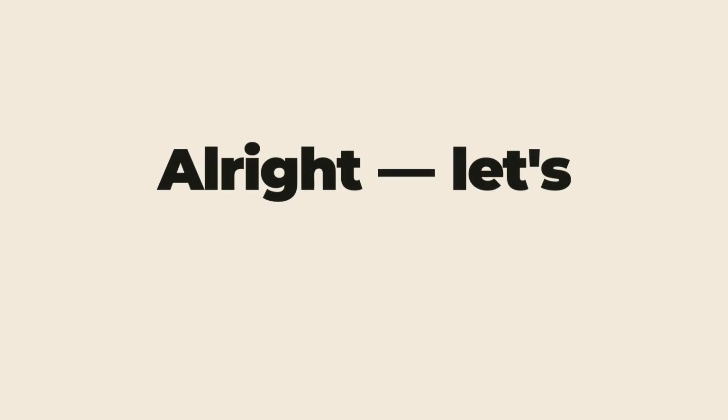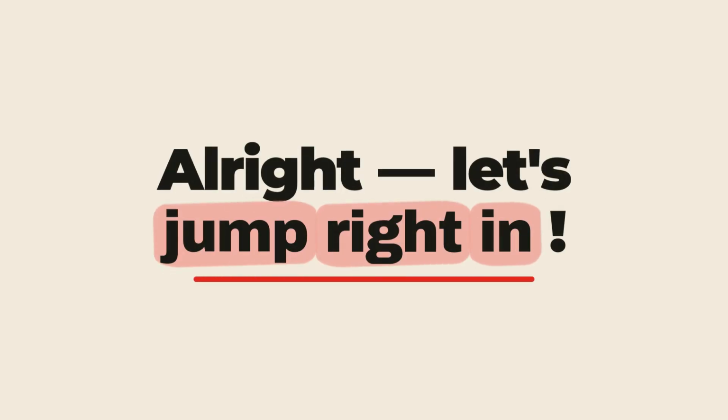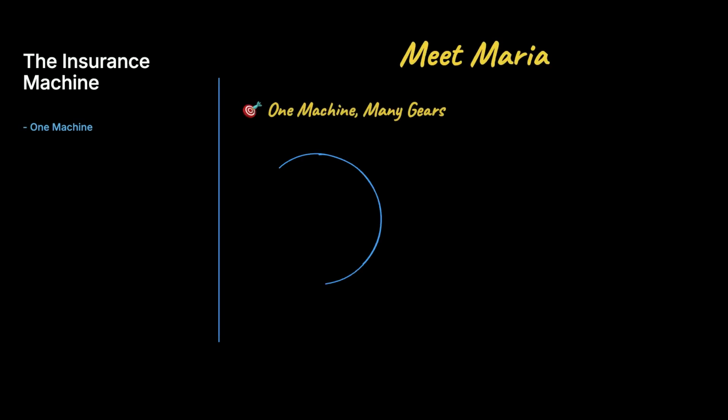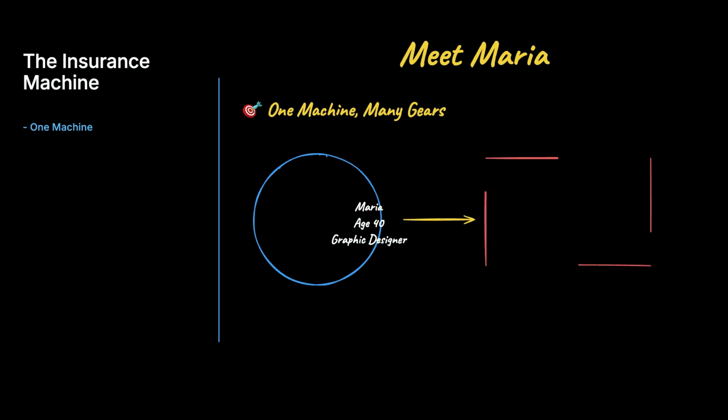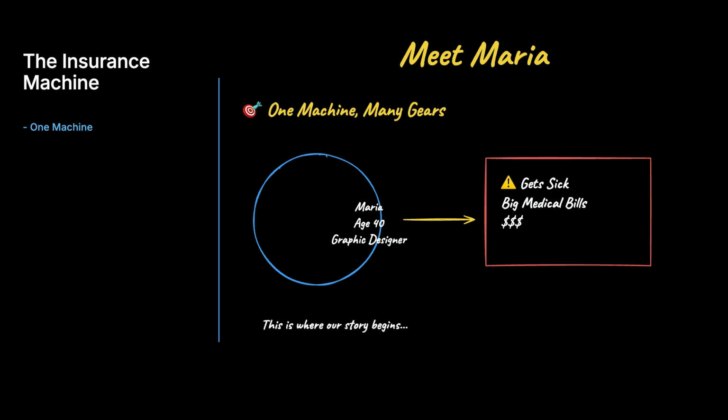All right, let's jump right in. Start with the most useful thing I can tell you. Every term here is one gear in a single machine, and once you watch it turn, the vocabulary stops feeling like random flashcards. Picture Maria, a 40-year-old graphic designer. The chance she gets sick and runs up big medical bills is where our story begins.